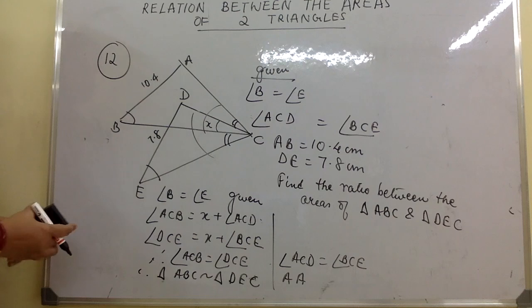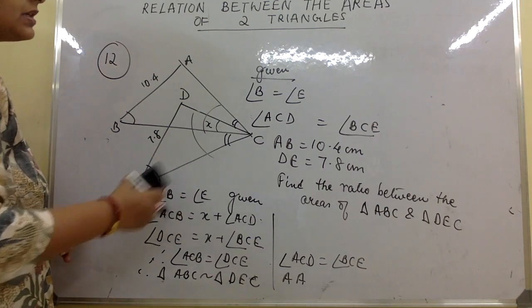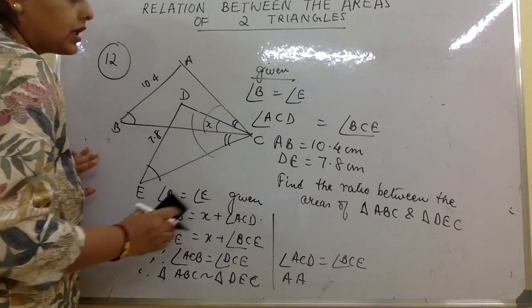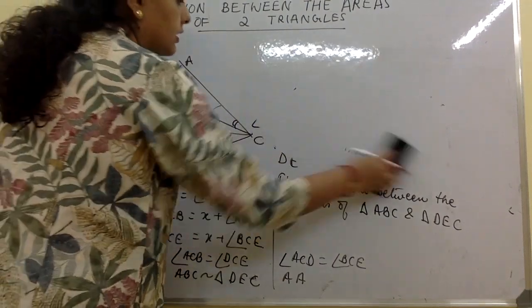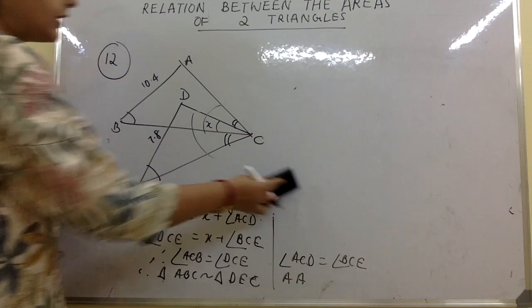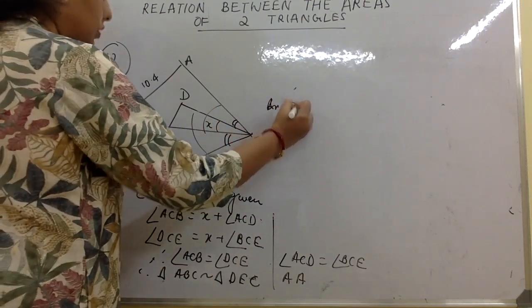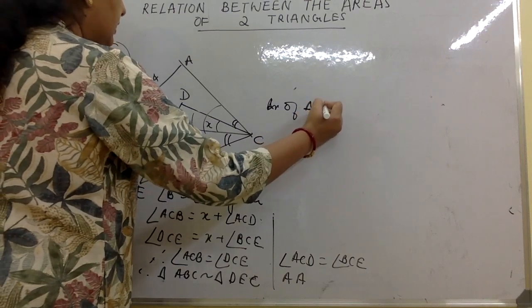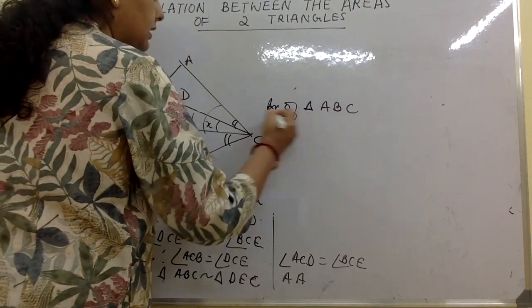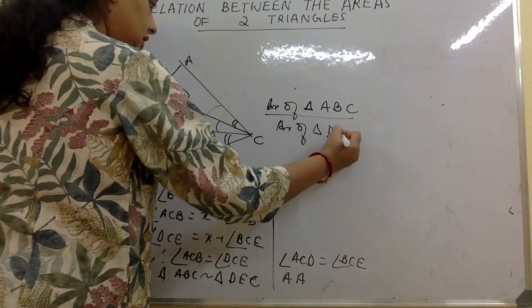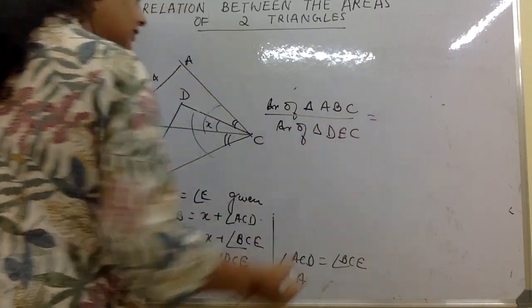Okay, so here it is, find the ratio between the areas of the two triangles. Now we are going to start with finding the ratios. Okay, so area of triangle ABC, area of triangle DEC.